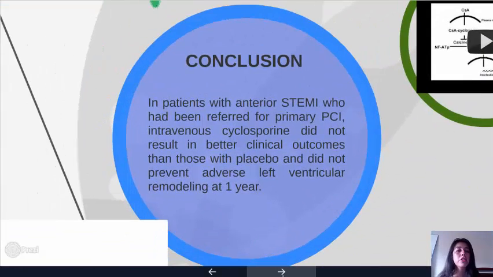Conclusion. In patients with anterior STEMI who had been referred for primary PCI, intravenous cyclosporin did not result in better clinical outcomes than placebo and did not prevent adverse left ventricular remodeling at 1 year.